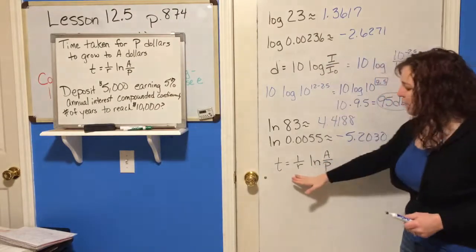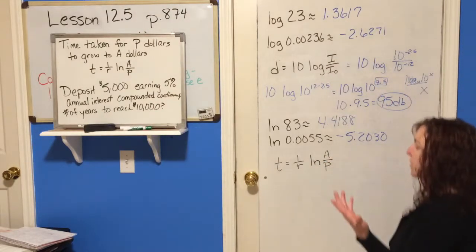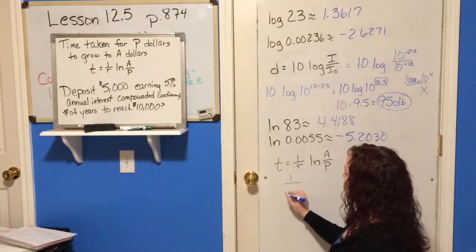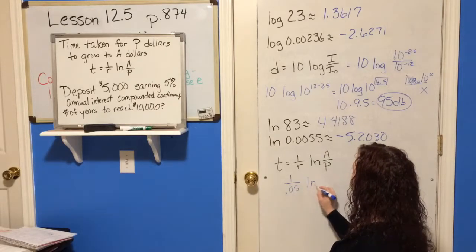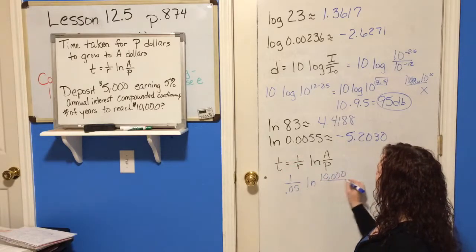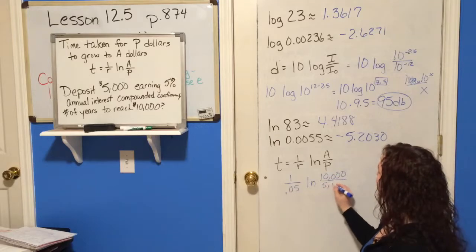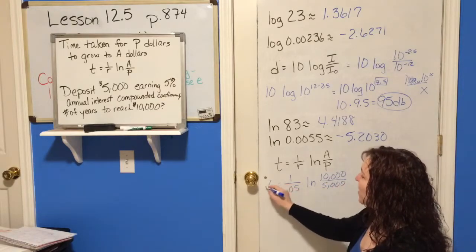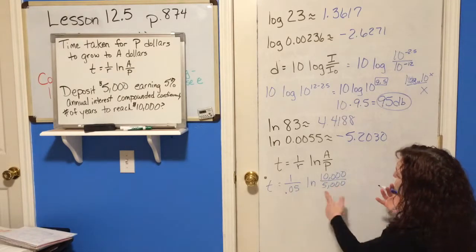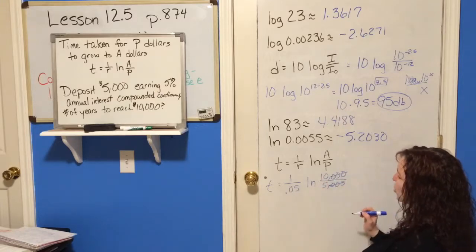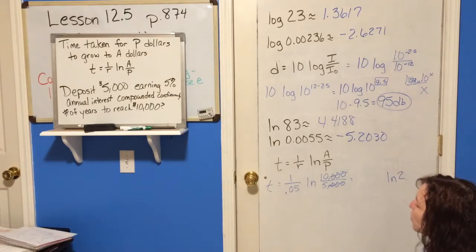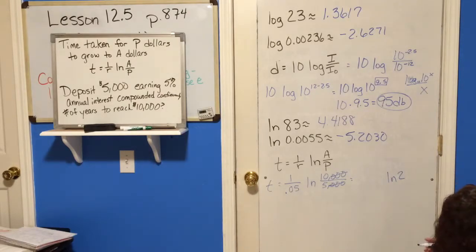Well, simply start out with your formula and put in what you know. So we've got 1 over the rate. So 1 over our rate is 5%, so 0.05, times the natural log of the amount that I want it to reach, which is 10,000, divided by the principal that I put in, which is 5,000, and that's going to give me the amount of time that it takes. So now all I have to do, I've got a formula that simply needs to be reduced. So this 10,000 over 5,000, 10 over 5 is 2. So this is going to be the natural log of 2. And 1 over 0.05, if you take 1 divided by 0.05, that's just equal to 20.